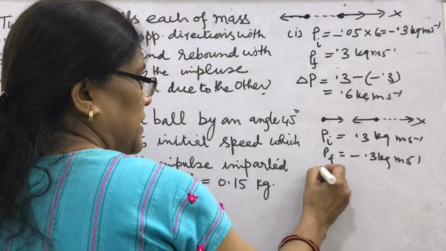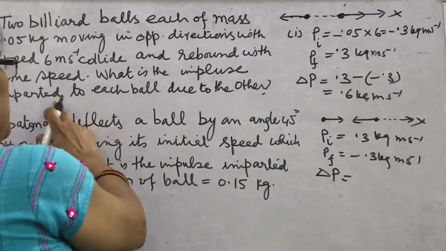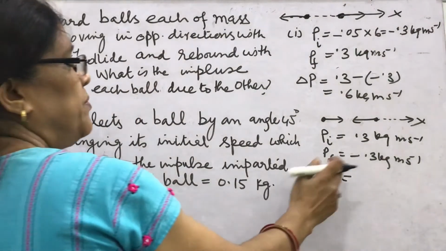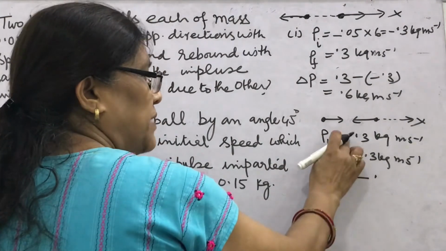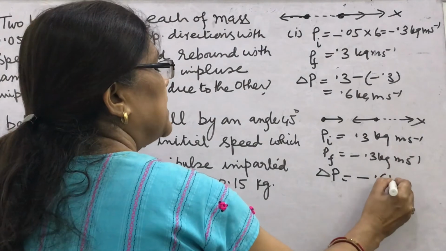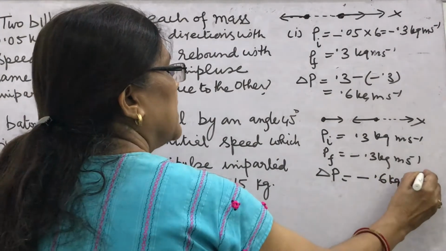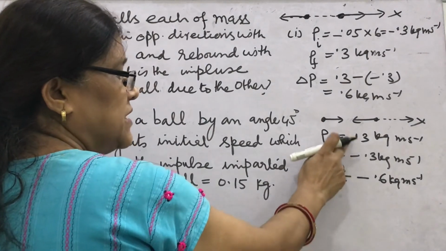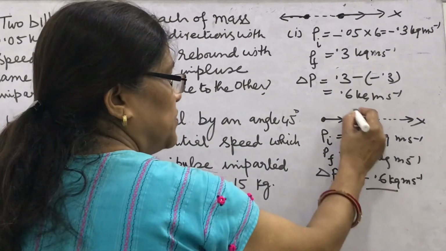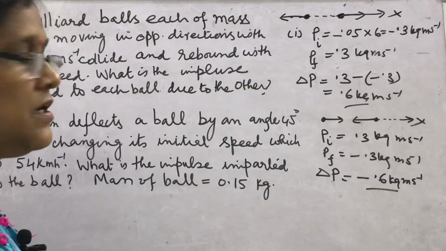So what will be the change in momentum? That will be the impulse. Impulse is change in momentum. So Pf minus Pi, so here this will be minus minus, so minus 0.6 kg meter per second, because it is final minus initial. So this final is minus and this is initial. So these two will be the answers.